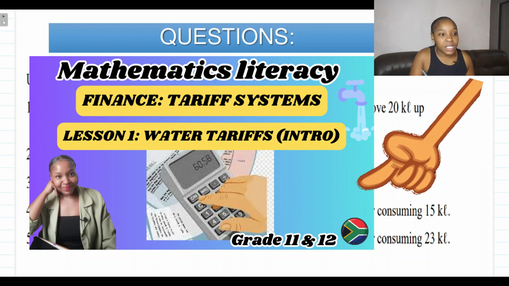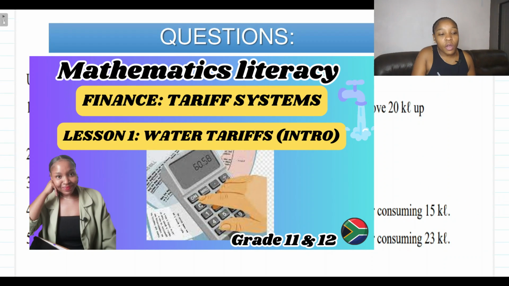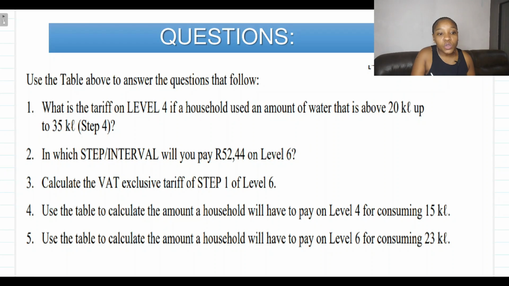So let's just see. What is the tariff on level 4 if a household used an amount of water that is above 20 kiloliters up to 35 kiloliters? This question asks us to focus on level 4, right? And they're asking us, what is the tariff if the household used an amount of water that is above 20 kiloliters up to 35 kiloliters?